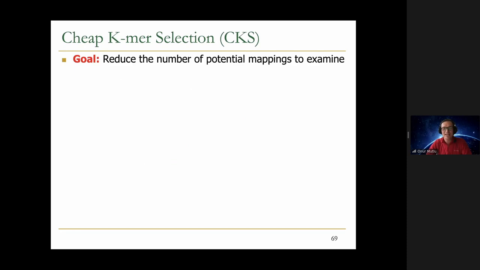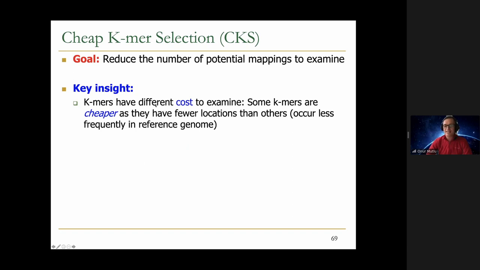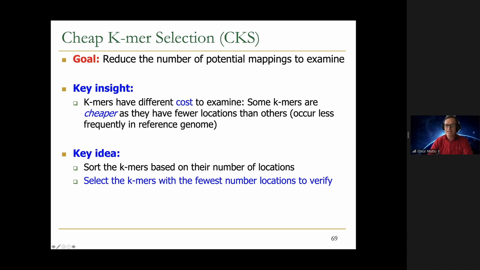The second idea is to reduce the number of potential mappings to examine. And the key insight is these substrings have different costs to examine. Some K-mers are cheaper because they have fewer locations than others. They occur less frequently in the reference genome. And we want to sort the K-mers based on their number of locations and select the K-mers with the fewest number of locations to verify, essentially.